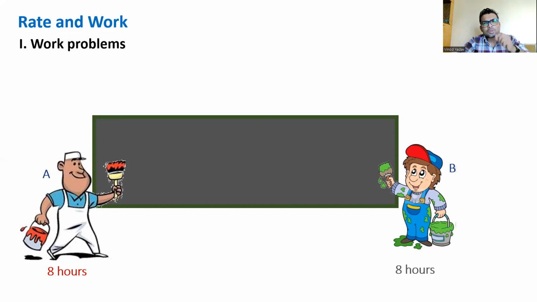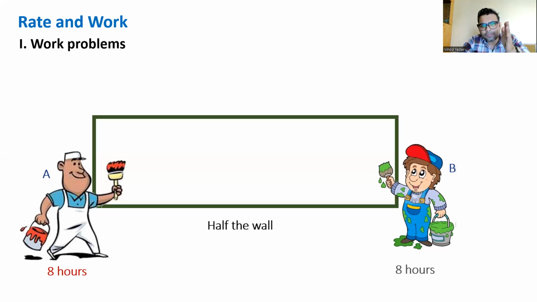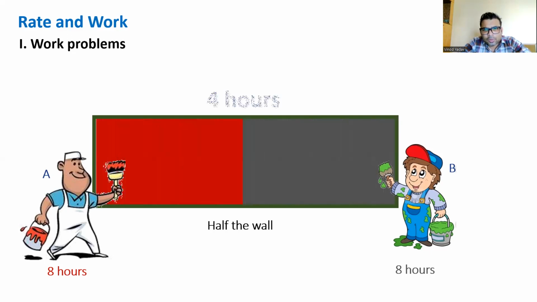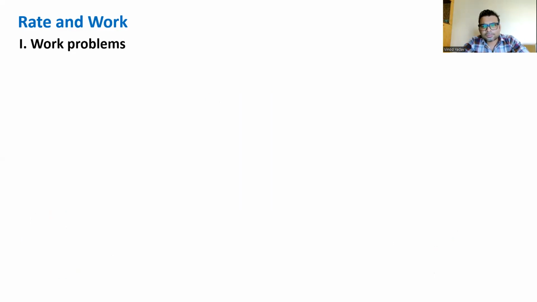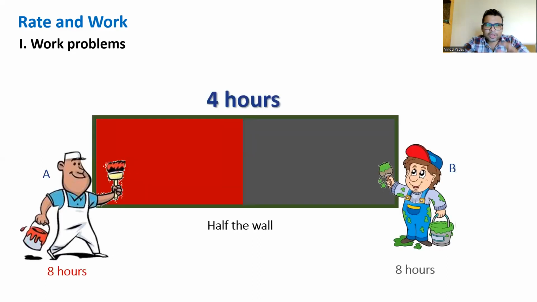Now, when both of them work together, so when they started at a fixed time, they will start painting. So just think logically here. When A completes half the wall, simultaneously, don't you feel B also will complete half the wall? For half the wall, they will take half the time, right? So in 4 hours, half the wall will be painted by A and the remaining half will be painted by B. So together they have completed the painting. So work is done. Very easy and simple example to begin with.